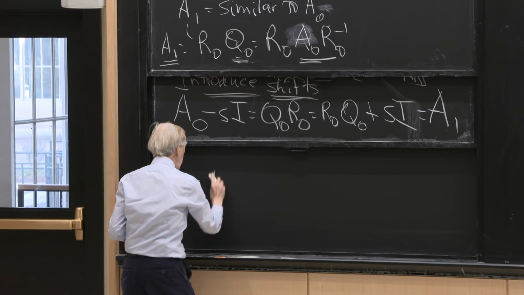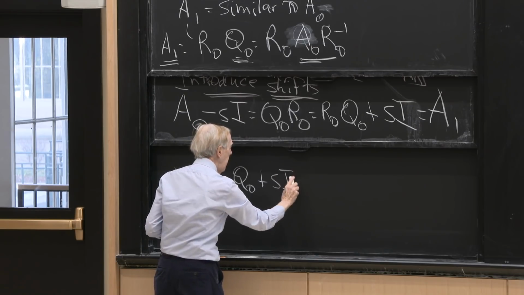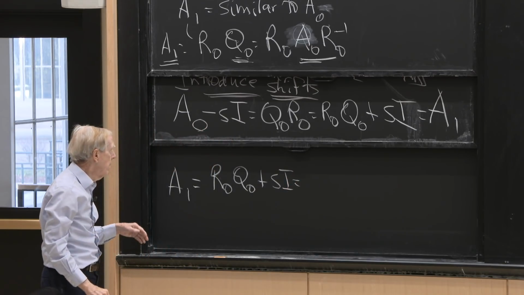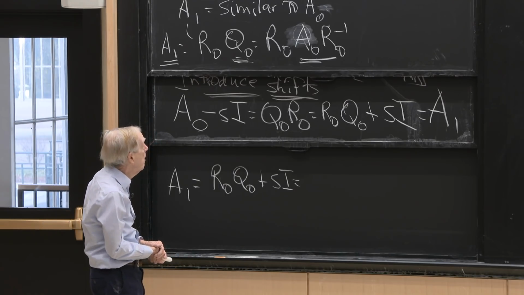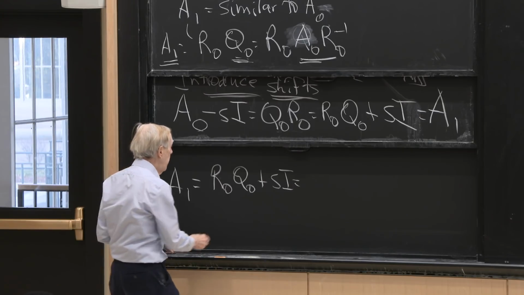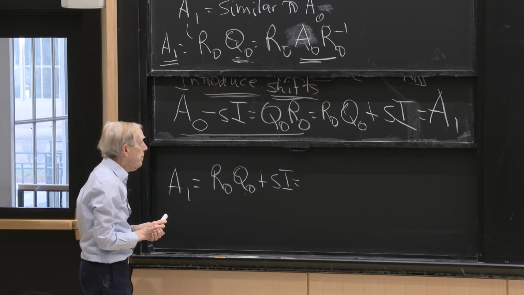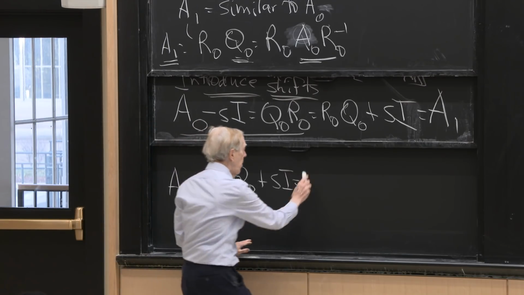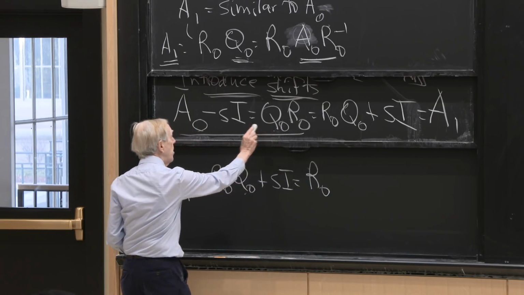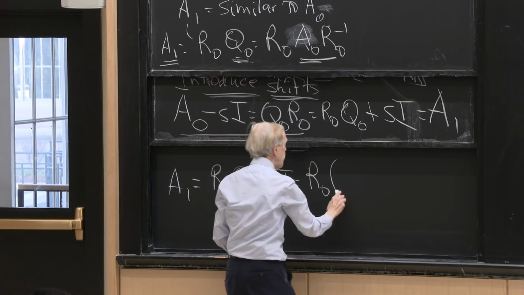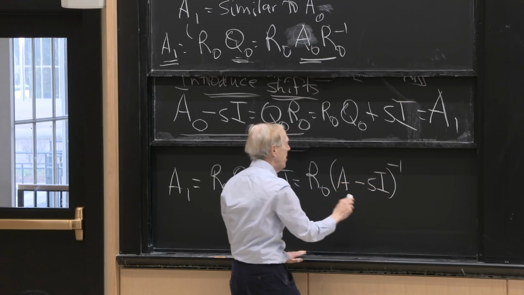So A0, that's R0, Q0 plus SI. Okay. And now what am I going to do? What did I do before? I figured out what Q0 was from this. You remember? So this is R0. Now I have to put in Q0, but Q0 is this thing inverse times this. Is this going to work? I'm hoping, but I don't think I wanted to get that.